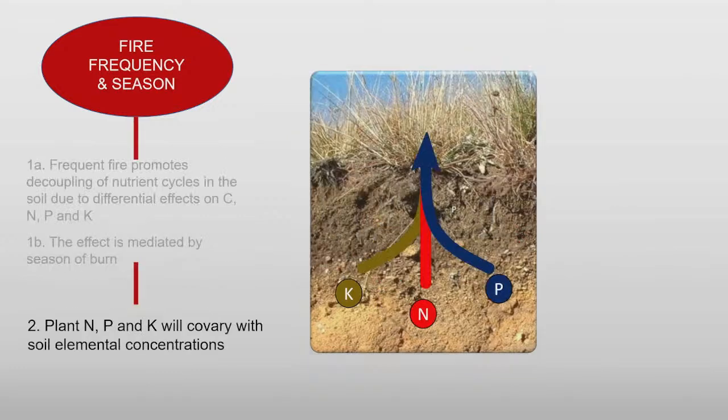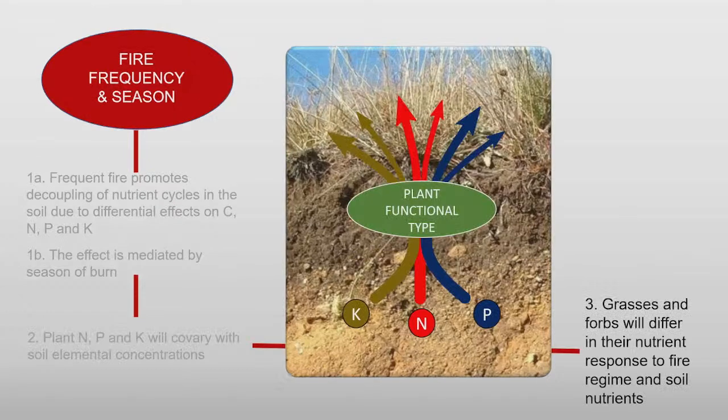The second aspect is the plant picture, and we expected that plant nitrogen, phosphorus, and potassium would co-vary with the soil elemental concentrations. And finally, the functional type aspect: we believed that grasses and forbs would differ in their nutrient response to fire and soil nutrients.